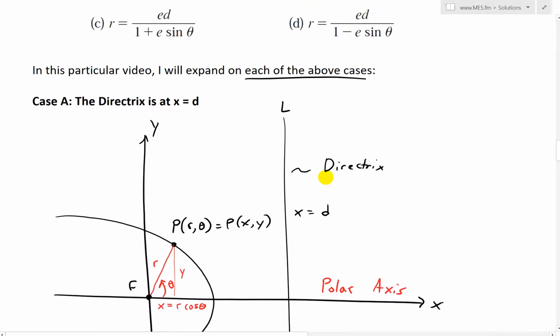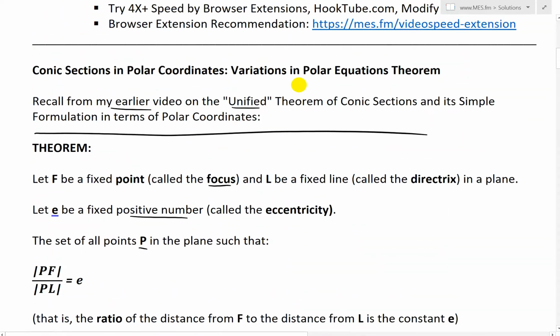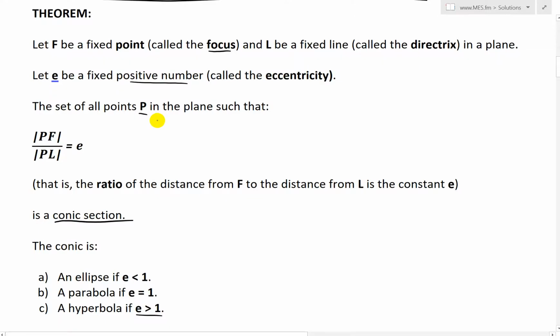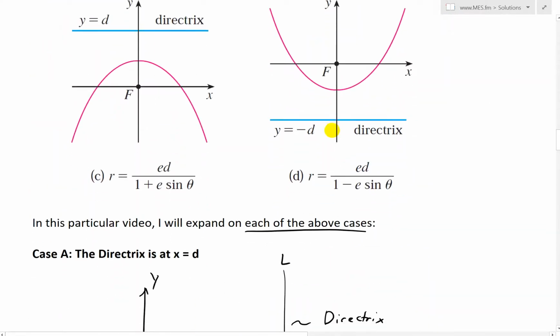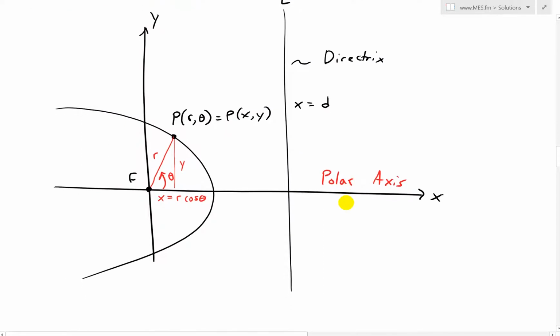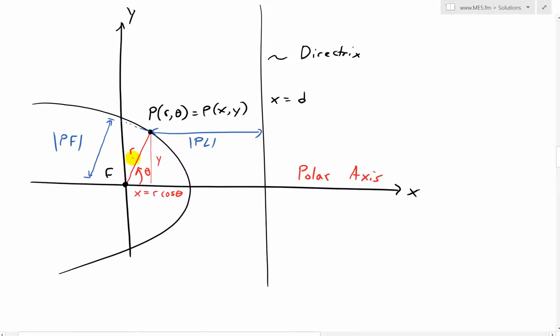Now what we'll do is apply the above theorem. We need the set of all points P in the plane such that the ratio PF over PL is constant. So the distance from P to F is PF, and the distance across here is PL. In this case, we know PF is just r. And we know the distance from the origin all the way to the directrix is d.